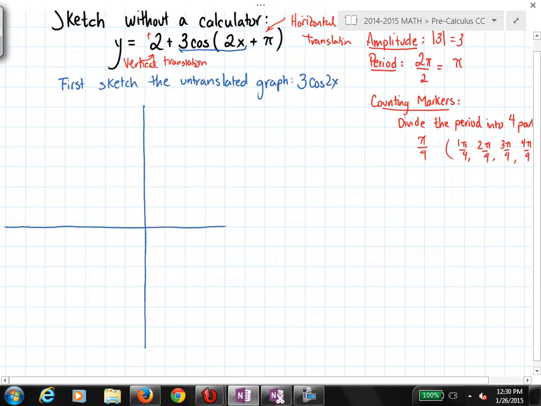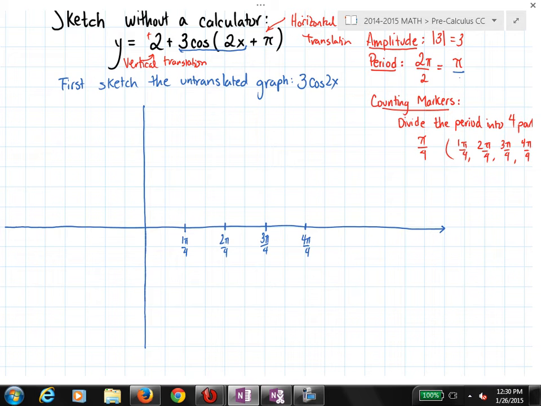All right, so let's create our grid here. Now, I'm going to put the markers on there. This is going to be 1 pi over 4, 2 pi over 4, 3 pi over 4, 4 pi over 4. And notice how the last counting marker should match up with the period, which is 4 pi over 4, reduces to pi. I'm not reducing them again, just so that you understand what I mean by the counting markers. At the very end, when I give my coordinates, I'll go ahead and reduce them.